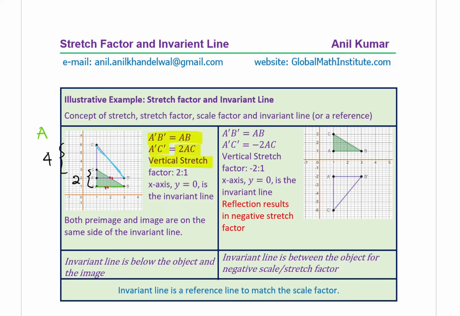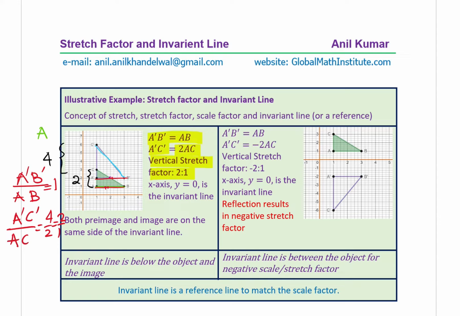So I've written here vertical stretch by a factor, we are saying 2 is to 1. Whenever you compare these sides, you see the ratio of the image, which is A dash B dash, over the original, which is AB. In this case, AB and A dash B dash ratio is exactly 1. However, the ratio of A dash C dash over AC is equal to 4 over 2, which you could also write as 2 over 1. So that is a vertical stretch. Horizontally, it is not getting stretched.